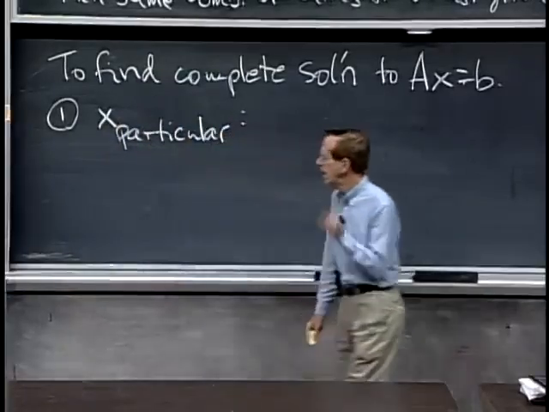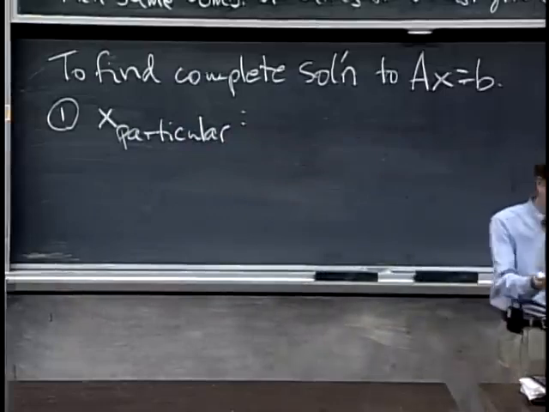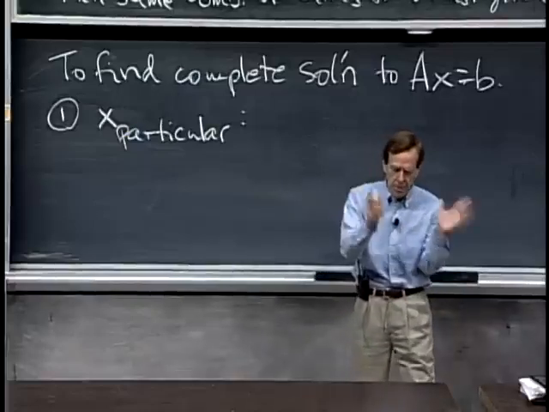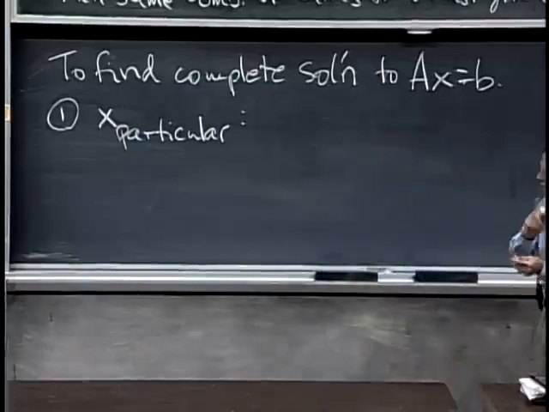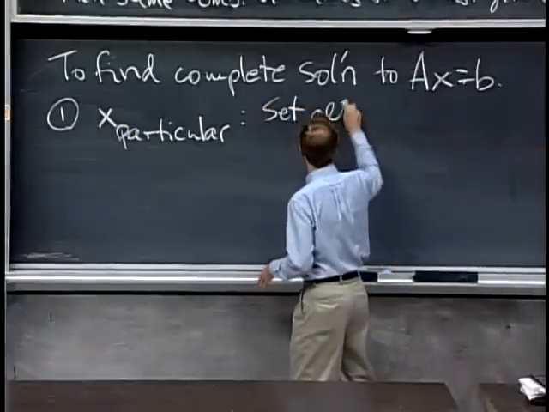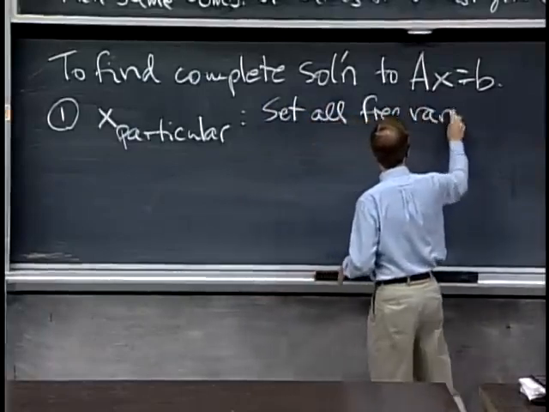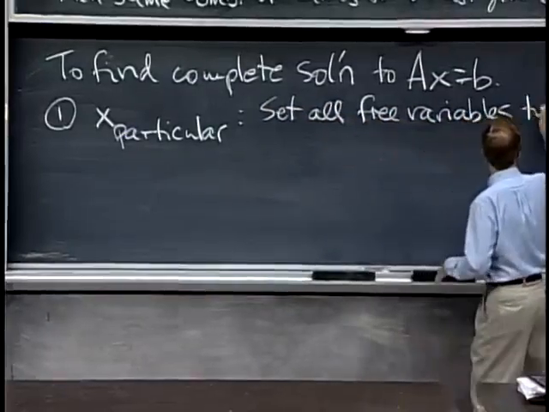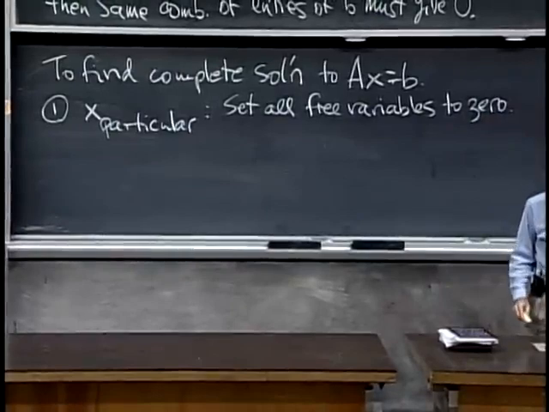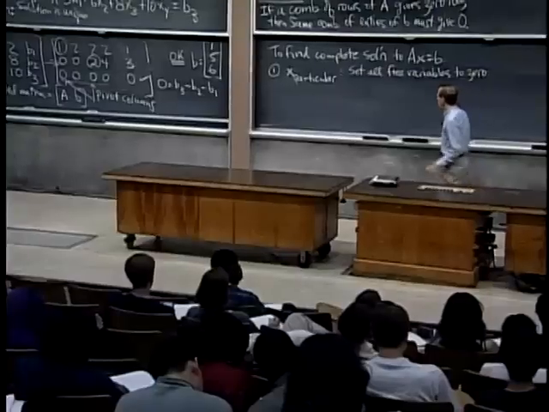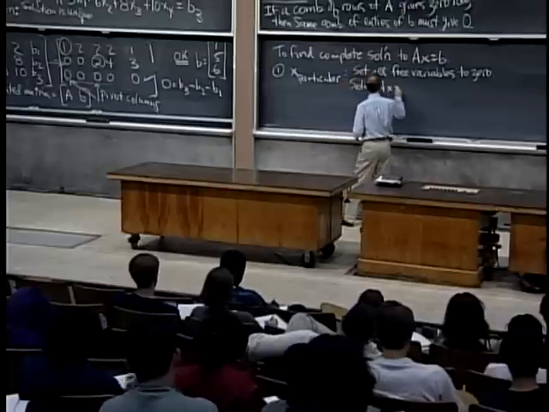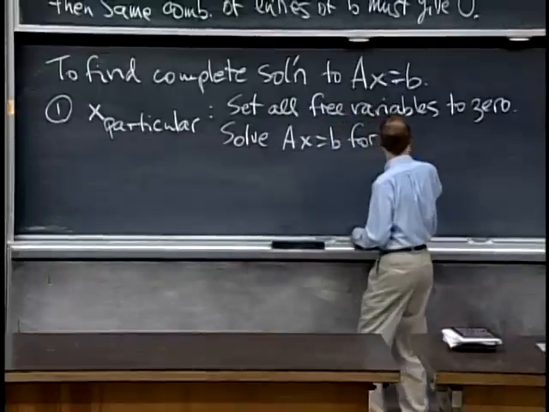How do I find one particular solution? Well, let me tell you how I find it. Since there are lots of solutions, you could have your own way to find a particular one. But this is a pretty natural way. Set all free variables to 0. Since those free variables are the ones that can be anything, the most convenient choice is 0. And then solve Ax = b for the pivot variables.